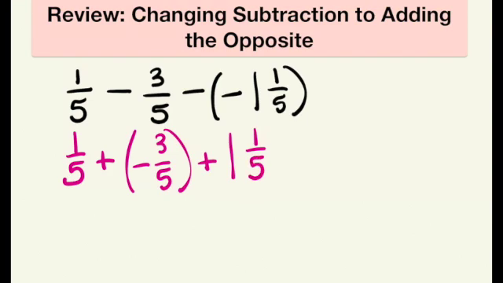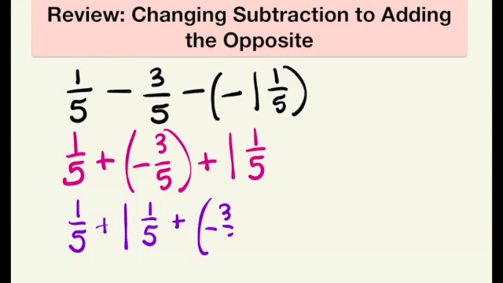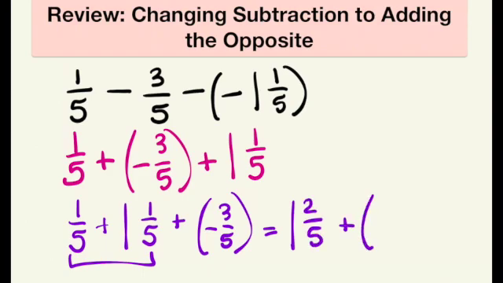Now I can go ahead and rewrite so that I'm adding my positives together here. I only have one negative, so I'm just going to put it at the end. So I have 1/5 plus 1 1/5 plus -3/5. When I combine 1/5 with 1 1/5, I get 1 2/5. So if I have 1 2/5 and I'm adding a -3/5, I'm going to go ahead and subtract here.